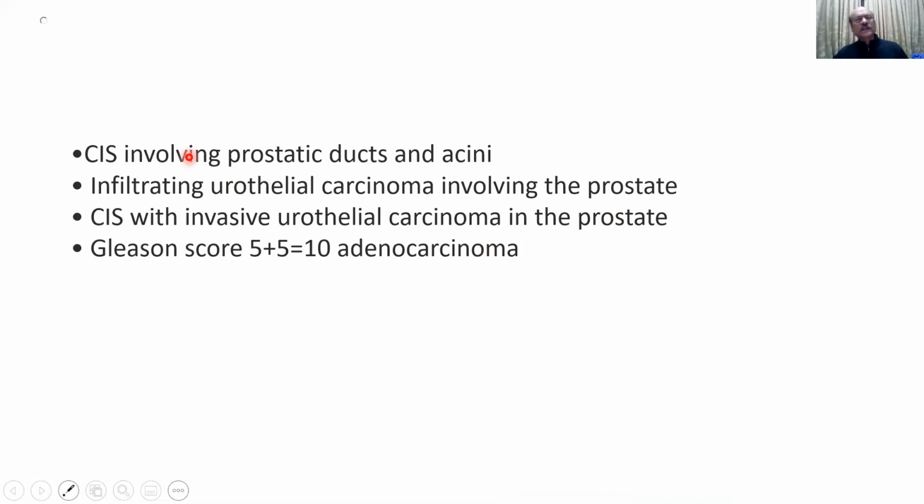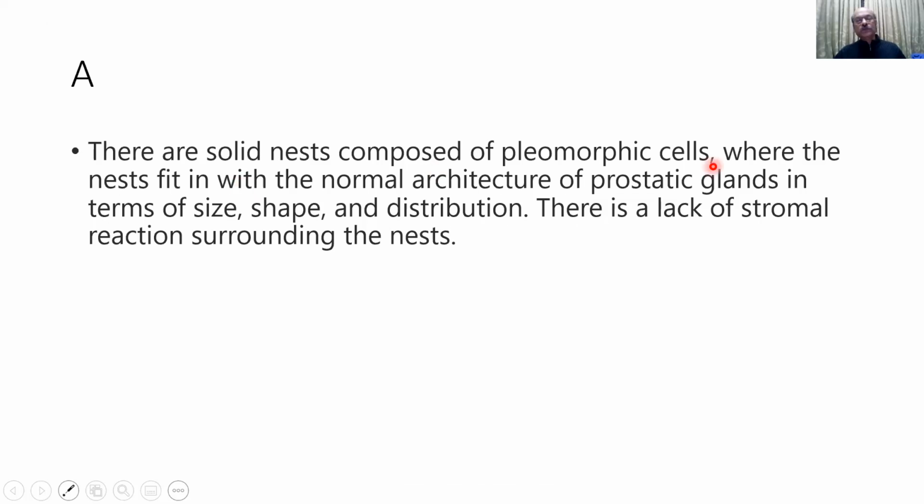So these are the choices. Here the diagnosis is CIS involving prostatic ducts and acini. Solid nests composed of pleomorphic cells, where the nests fit in with the normal architecture of the prostatic glands in terms of size, shape, and distribution. There is a lack of stromal reaction surrounding the nests. So it is CIS.